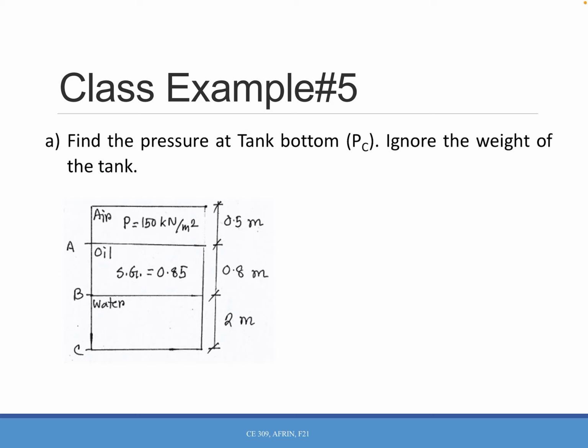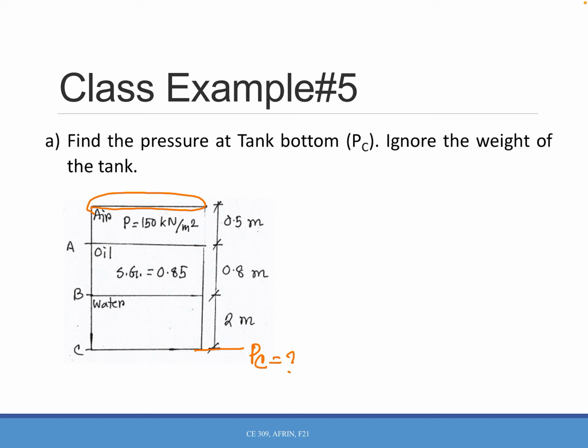For class example 5, since there is no one here to read the question, I will read the question loudly so that everyone can hear. Class example 5 says, find the pressure at the tank bottom, ignoring the weight of the tank. So this is a tank. This can be a circular tank or rectangular. I think it's circular because that is the common shape. Since they said to ignore the weight of the tank, I'm not worried about the shape, and they are asking you to find the pressure at this point.